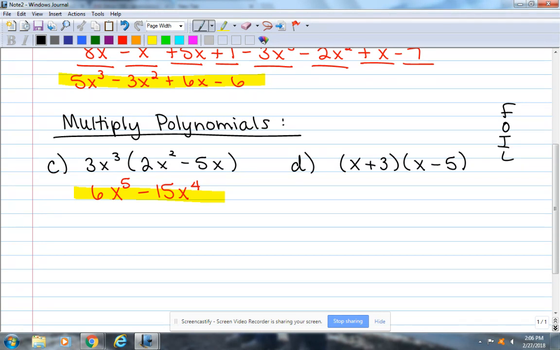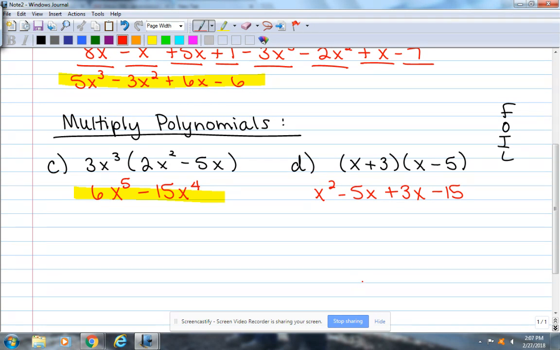x squared. So x times x is x squared. What is x times negative 5? Negative 5x. Good. Then I do the inside terms. What's 3 times x? 3x. And what's 3 times negative 5? Negative 15.